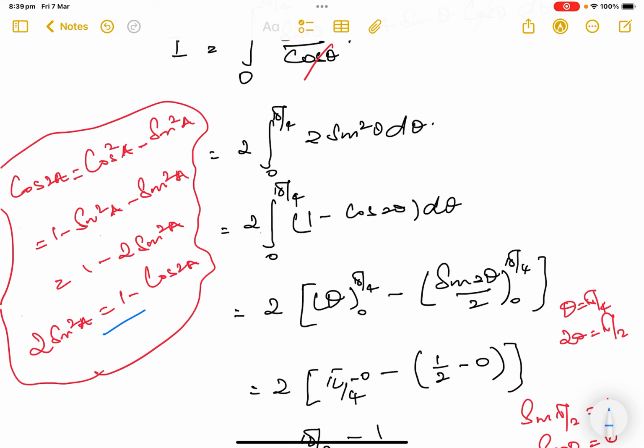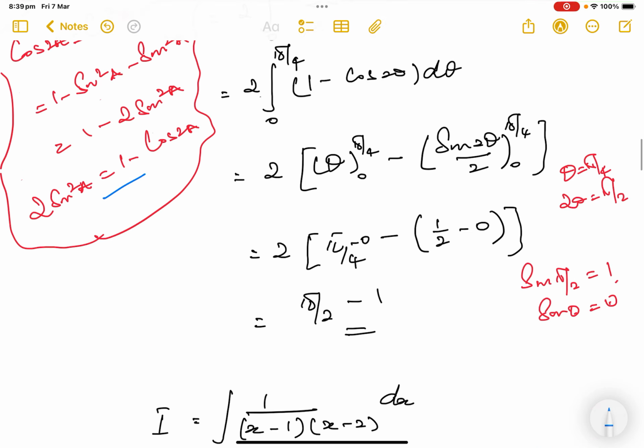The integration of 1 with respect to theta is theta, between pi by 4 and 0, minus the integration of cos 2 theta, which is sine 2 theta divided by 2, with the limits. Substituting the limits, we get 2 times pi by 4 minus 0, minus sine of 2 theta, where theta is pi by 4, so 2 theta equals pi by 2. Sine pi by 2 is 1.